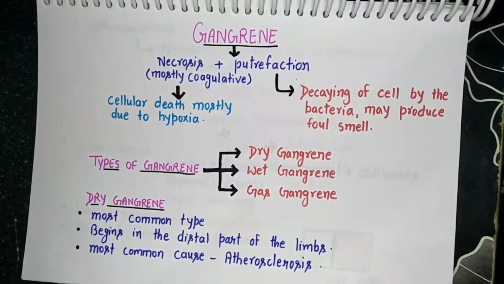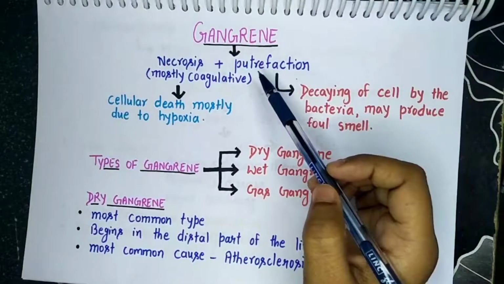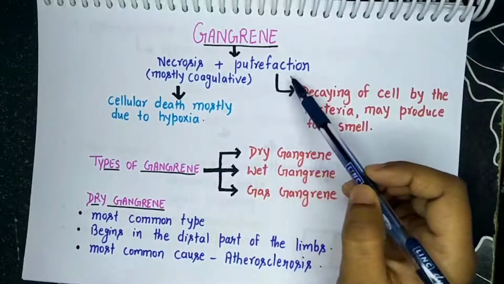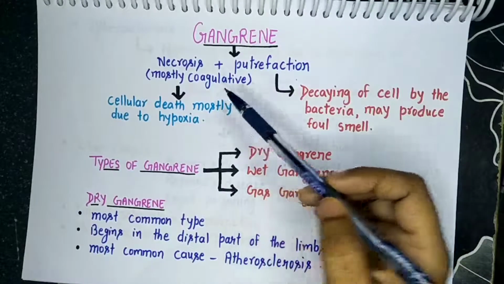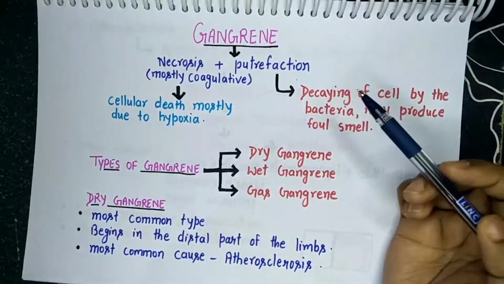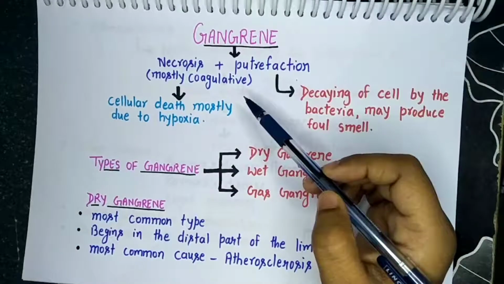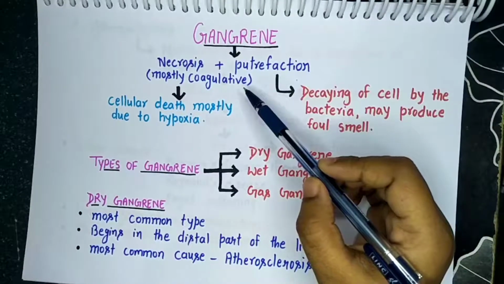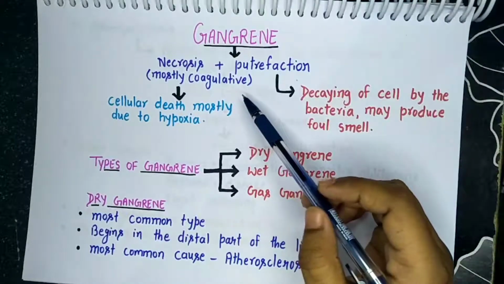Today I am going to discuss the topic gangrene. What is gangrene? Gangrene is a combination of two words. First one is necrosis plus putrefaction. Necrosis is mostly of coagulative type here. I have discussed necrosis in my previous video that the types of necrosis are coagulative, liquefactive, fat necrosis, caseous necrosis and fibrinoid necrosis. Here in case of gangrene, mostly coagulative necrosis takes place.